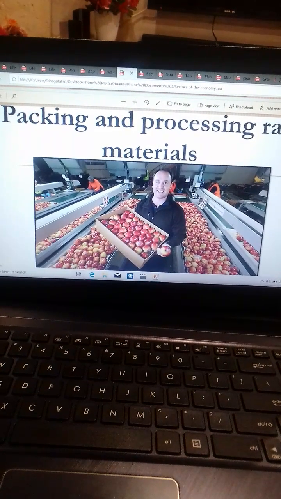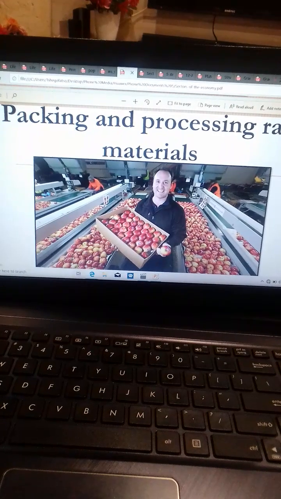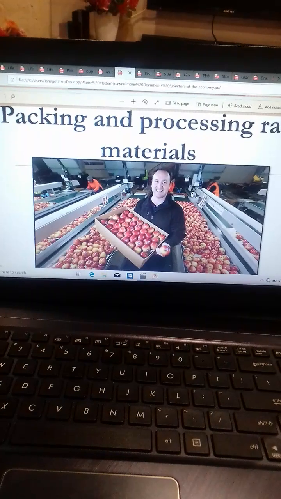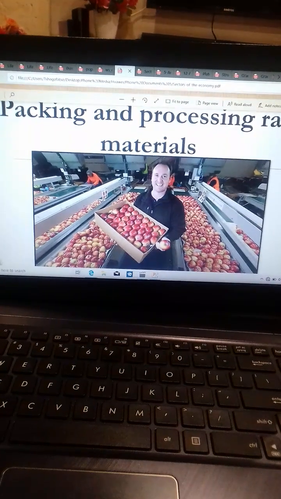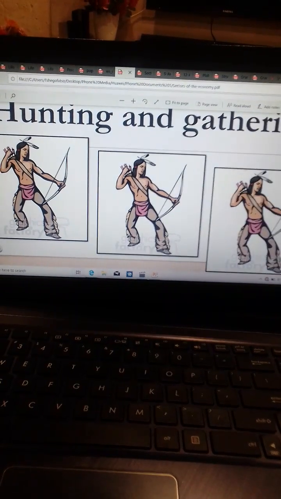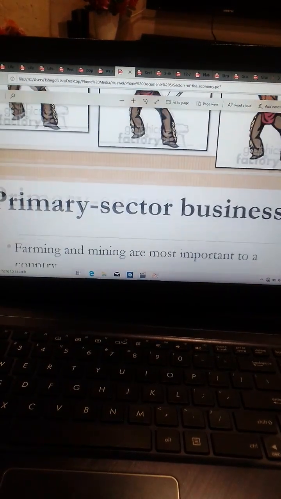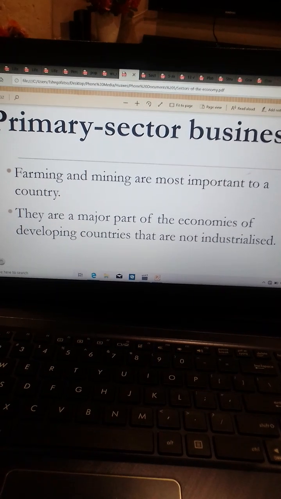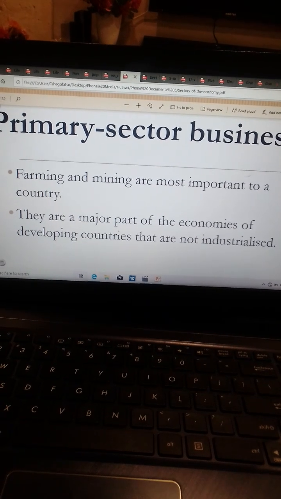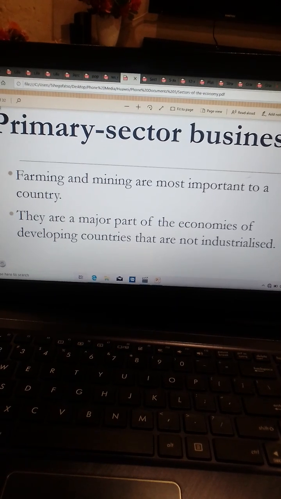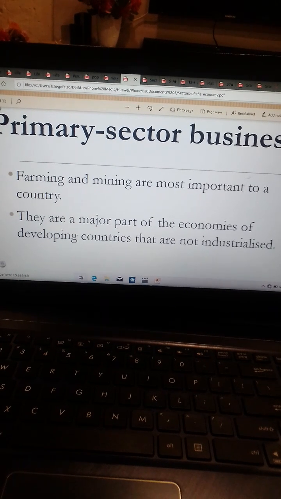Packing and processing raw materials. Well, in the primary sector, raw materials are actually extracted. So, please note that down. Hunting and gathering. Primary sector businesses. So it is important to note that farming and mining are the most important to a country. They are a major part of the economies of developing countries that are not industrialized.